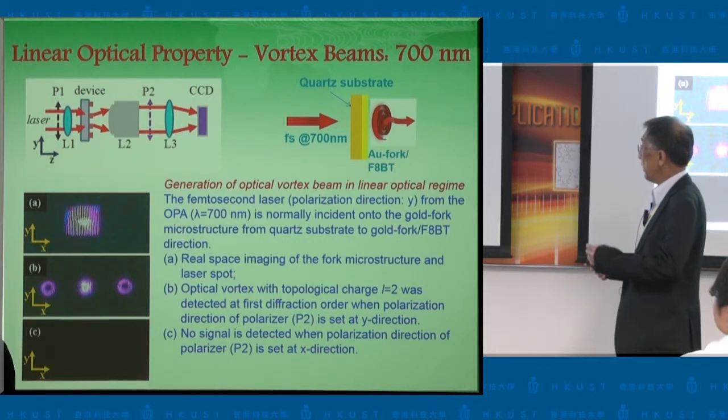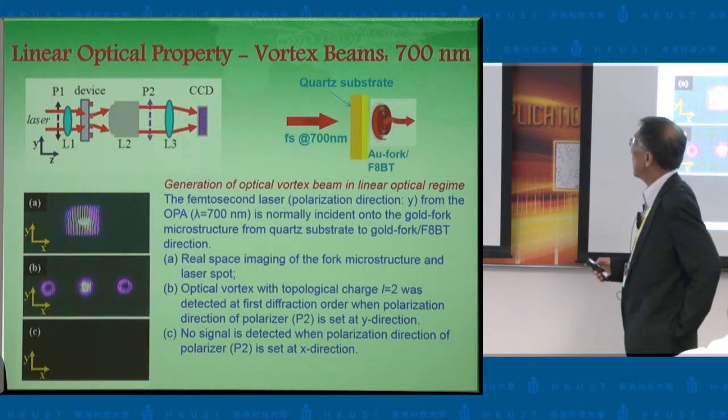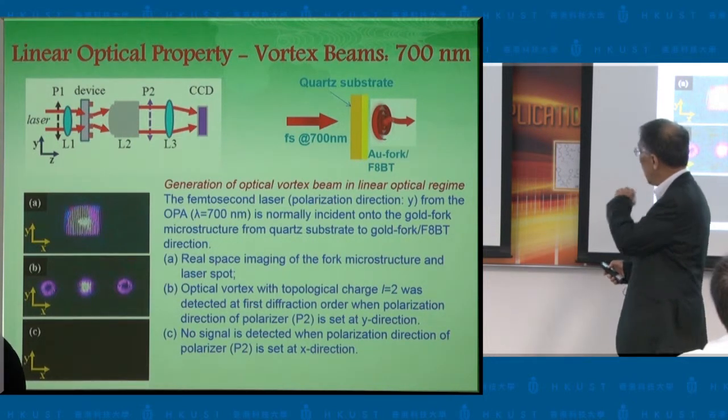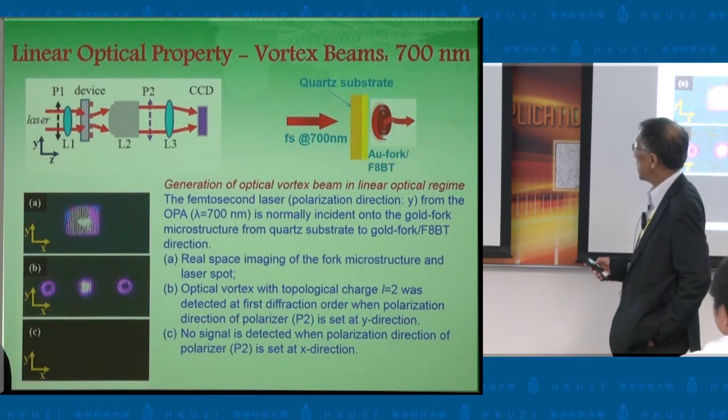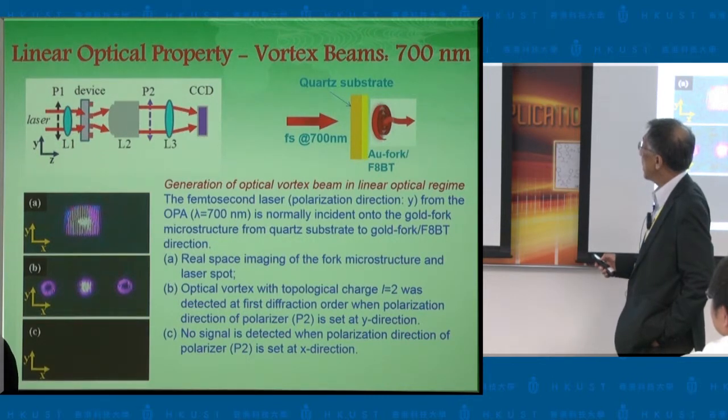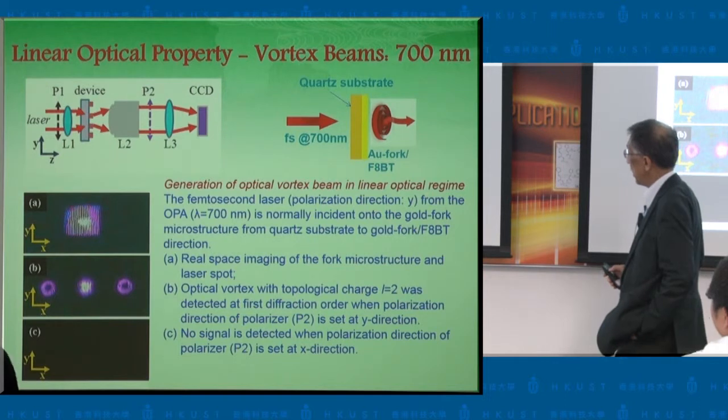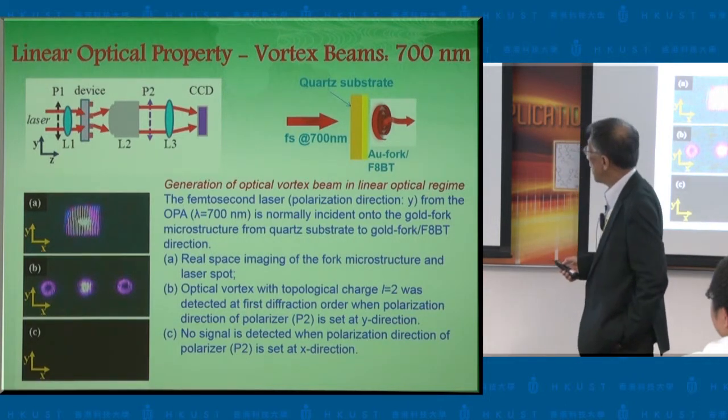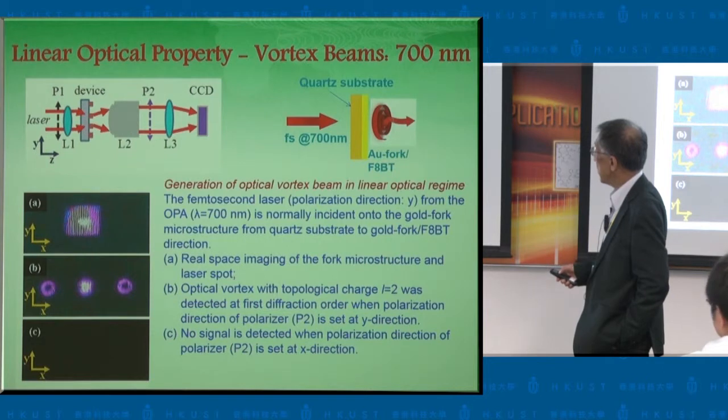This can be removed, of course, P2. So pictorially, you could see that we're using a femtosecond laser, and the excitation incident wavelength is at 700 nanometers, going through the quartz side, and then through the structure, and then you will see hopefully the optical vortex. Here you could see the result. This is in terms of the real space imaging of that. You could actually see a mixture of the laser, the incident light, as well as the result.